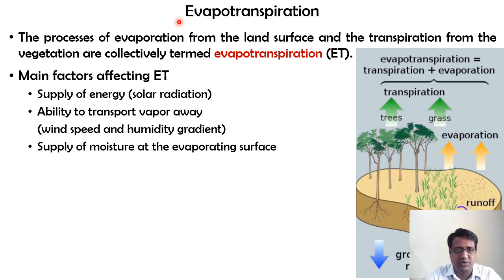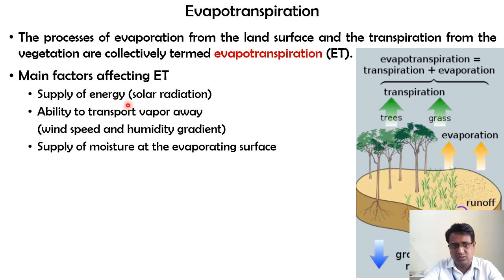So now the next thing will be: the process of evaporation from the land surface and the transpiration from the vegetation are collectively termed as evapotranspiration, and we usually denote it with ET. The main factors that are affecting the evapotranspiration are: one is the supply of energy, that is solar radiation.